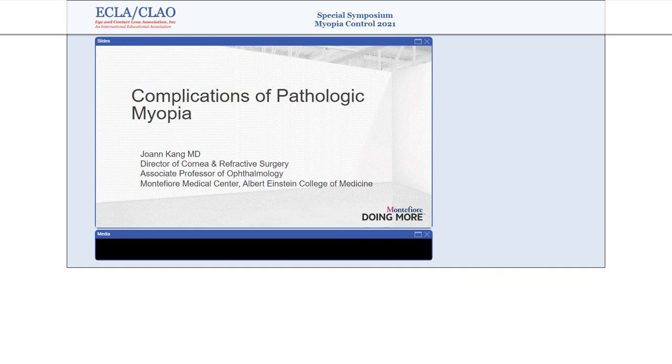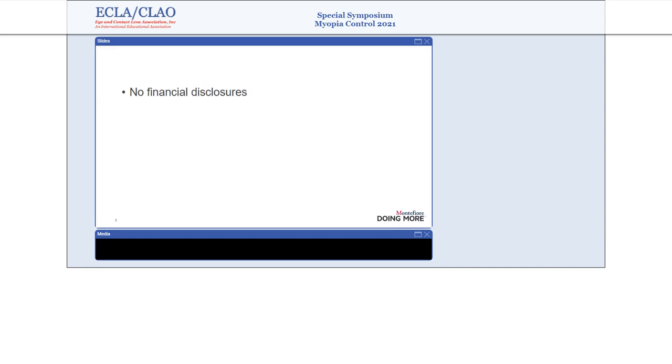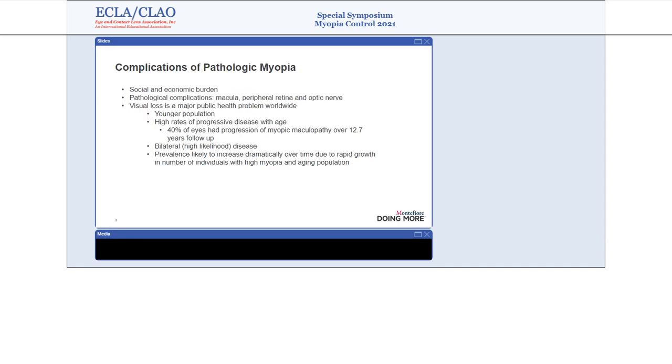So I'm happy to speak to everyone today about the complications of pathologic myopia. I have no financial disclosures. The complications of pathologic myopia can affect the macula, the peripheral retina, and the optic nerve.